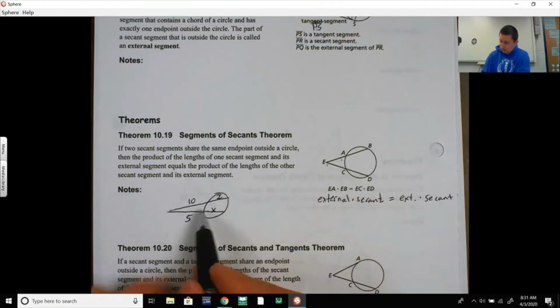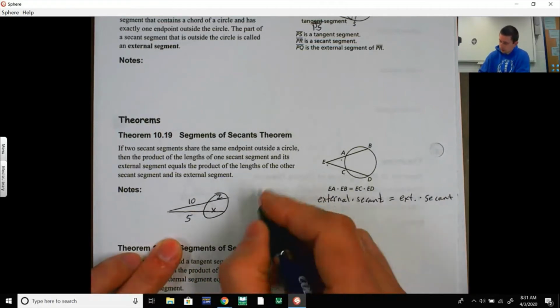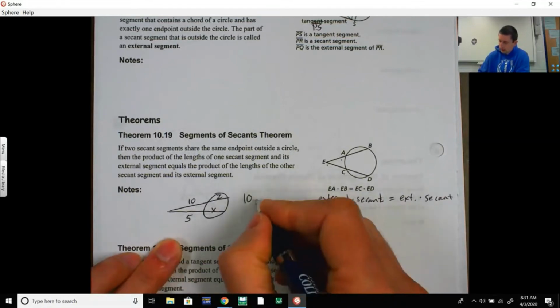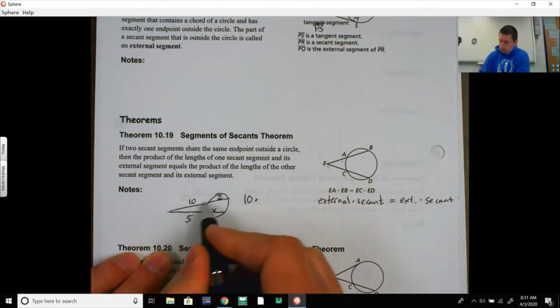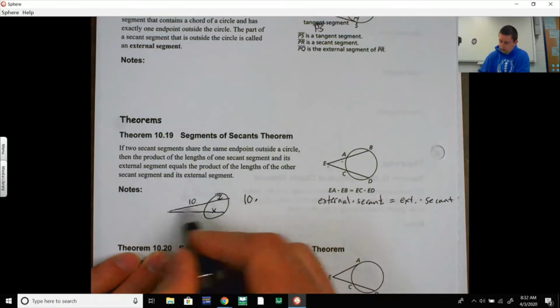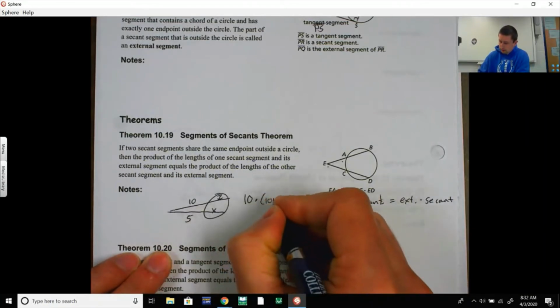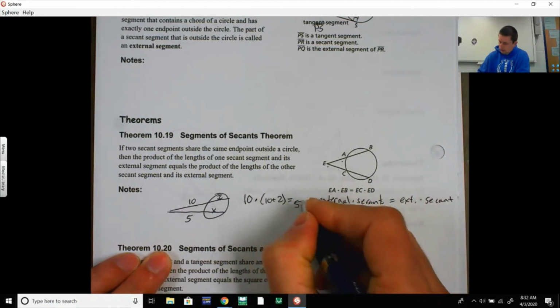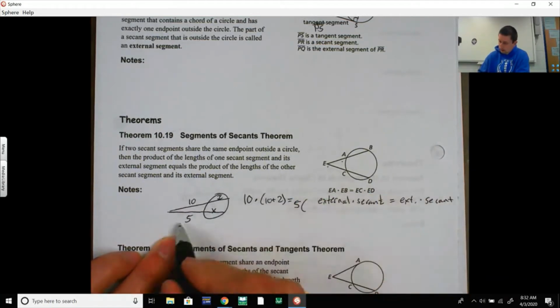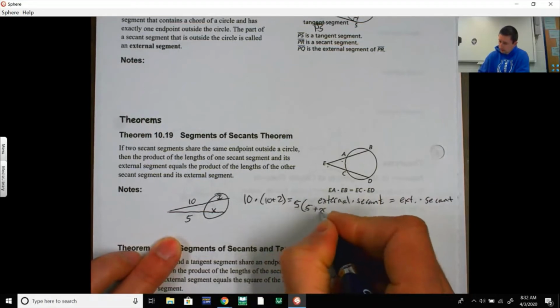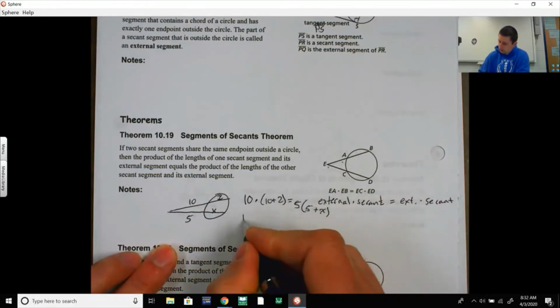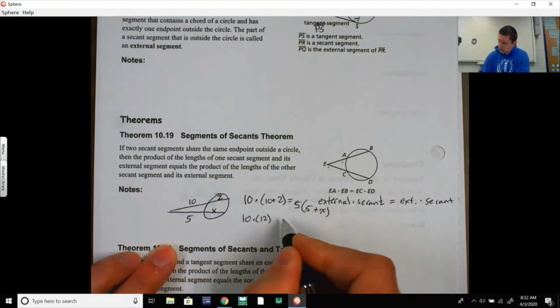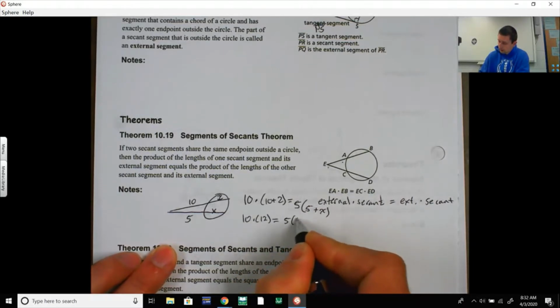How that works with this, and this is where the algebra is going to come into play a little bit more, is I have to take 10, not 10 times 2, I have to take 10 times this whole length. Okay, so this is 10 times 10 plus 2. And that has to equal 5 times the whole length, 5 plus x. So this is 10 times 12 has to equal 5 times 5 plus x.